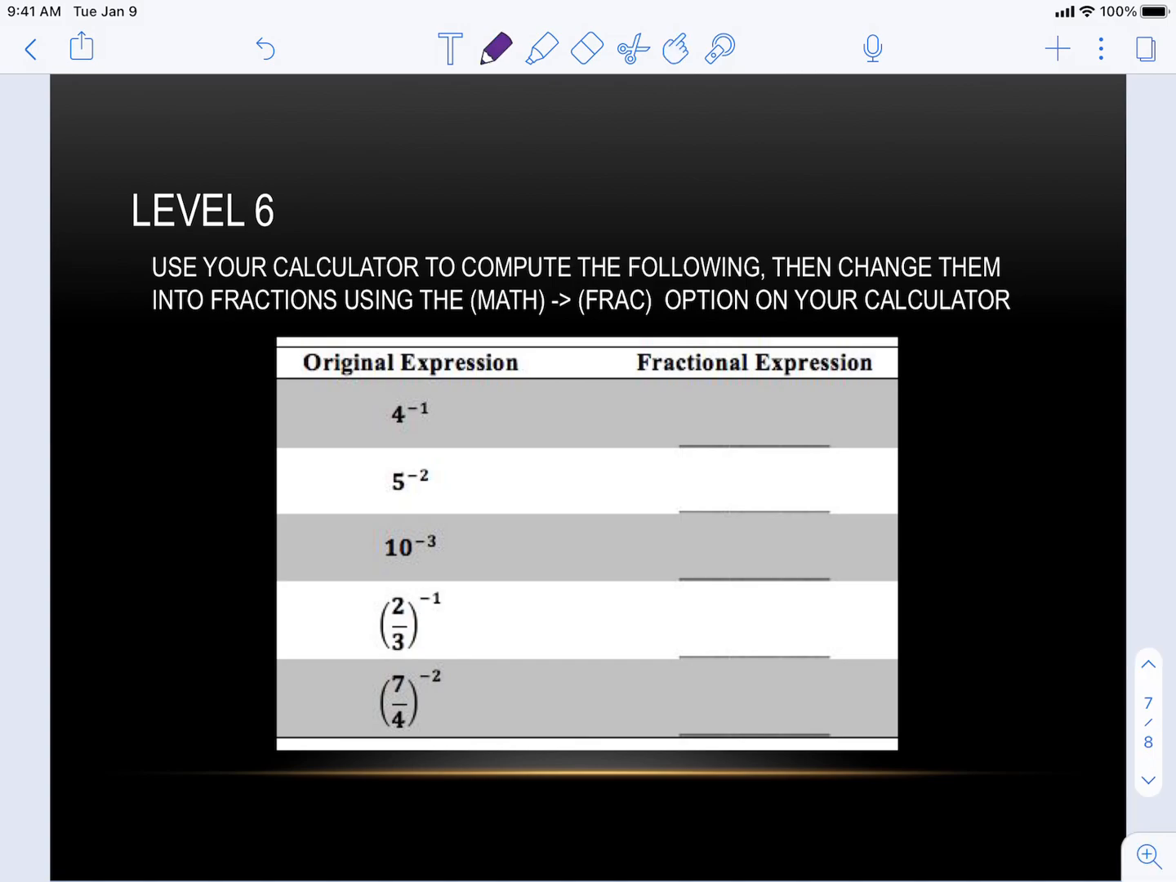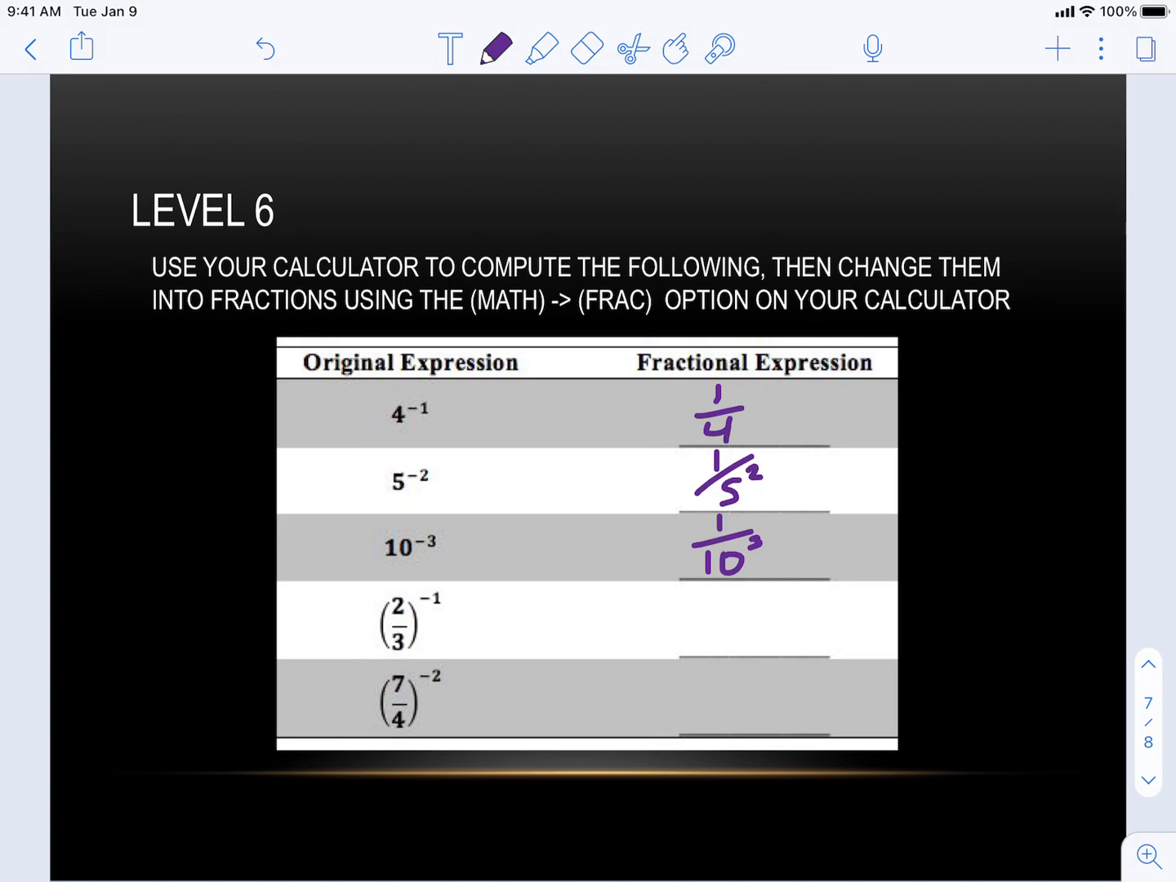All right, so what would happen here is for 4 to the negative 1, I can make that into 1 over 4 to the positive 1, or just 1 over 4. 5 to the negative 2, that's 1 over 5 squared, or 1 over 25. 10 to the negative 3rd, hopefully we're getting the idea here, 1 over 10 to the positive 3.